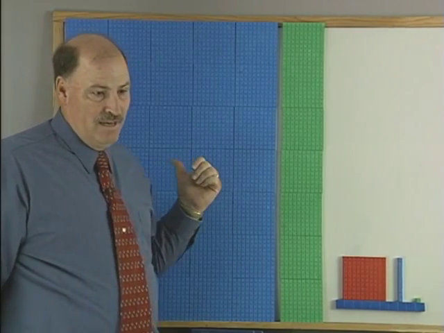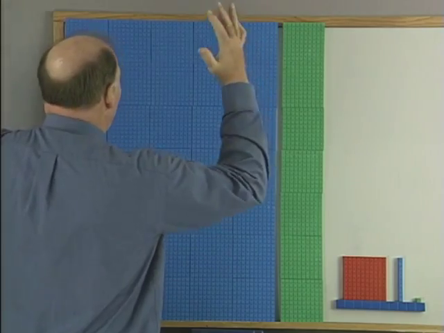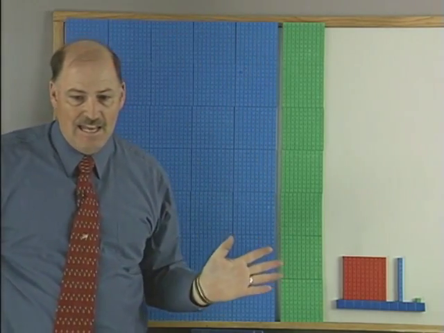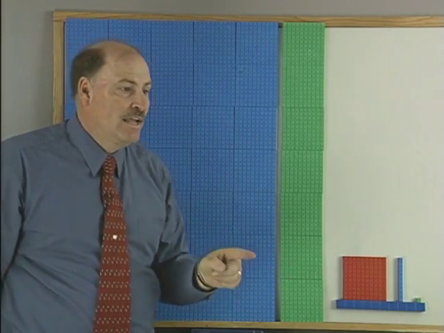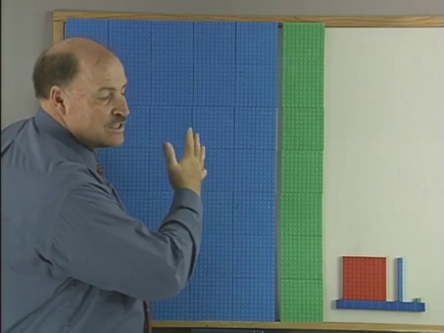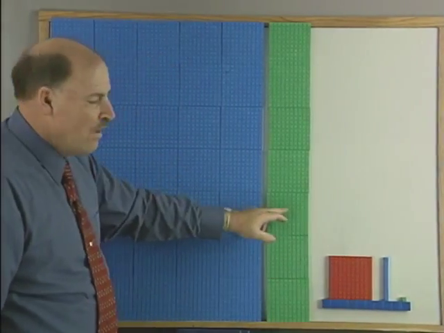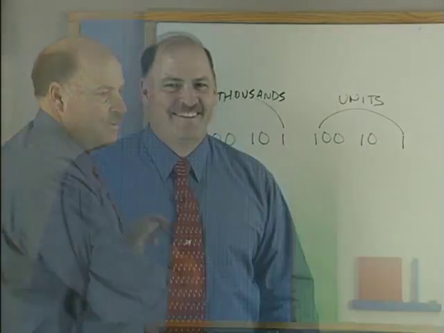What would the next one be? It would be 10 of these, all the way up to the sky. What color would it be? Red. Because it would be 100,000. Because we got 1, 10, 100, 1,000, 10,000, 100,000.